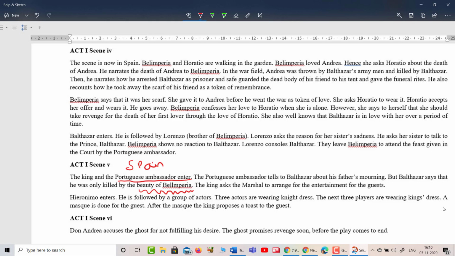The king asks the marshal to arrange for the entertainment. So now the marshal is the father of Horatio.